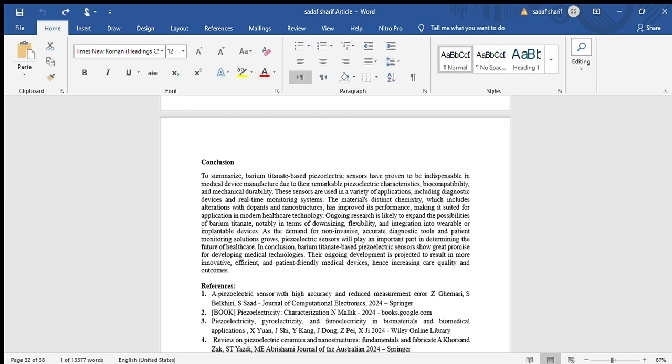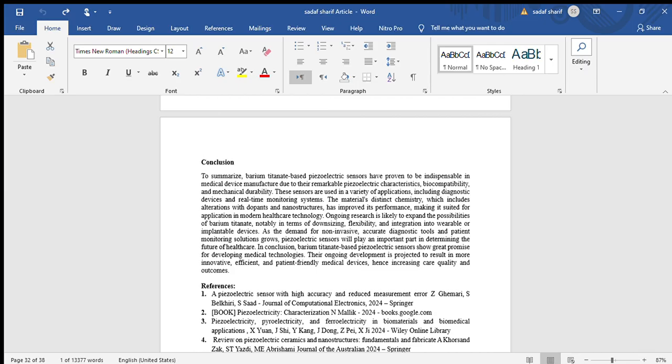The material's distinct chemistry, which includes alteration with dopants and nanostructures, has improved its performance, making it suited for application in modern healthcare technology. Ongoing research is likely to expand the possibilities of barium titanate, notably in terms of downsizing, flexibility, and integration into wearable and implantable devices. As the demand for non invasive, accurate diagnostic tools and patient monitoring solutions grows, piezoelectric sensors will play an important part in determining the future of healthcare.